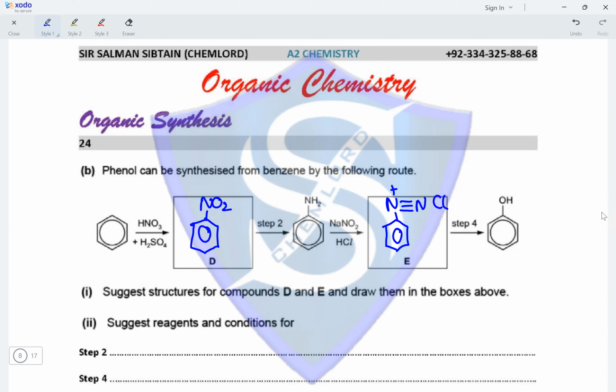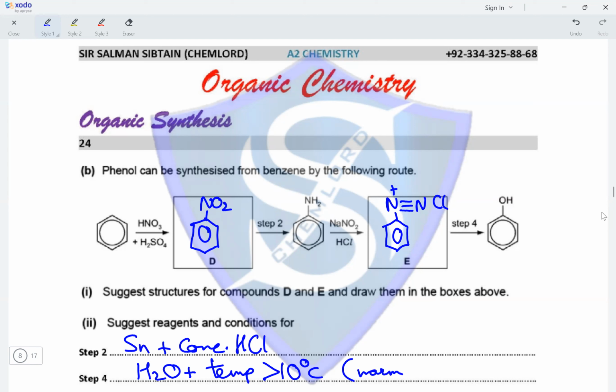Done. Suggest reagents and conditions for step 2. So the reagent and condition for step 2 is tin plus concentrated HCl, and the reagents and conditions for step 4 are water plus temperature greater than 10 degrees Celsius, or we can write warm or heat, which would suffice.